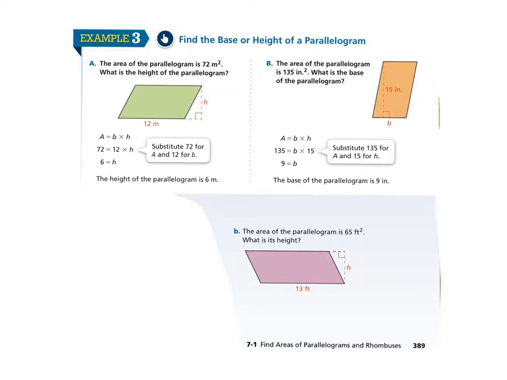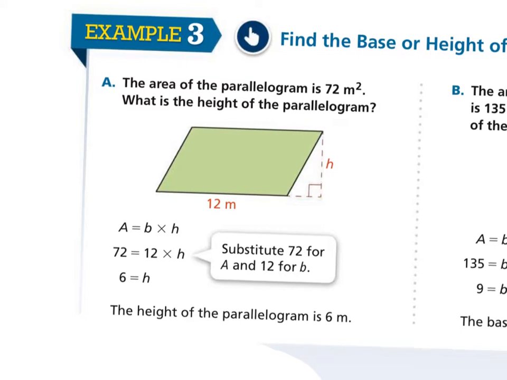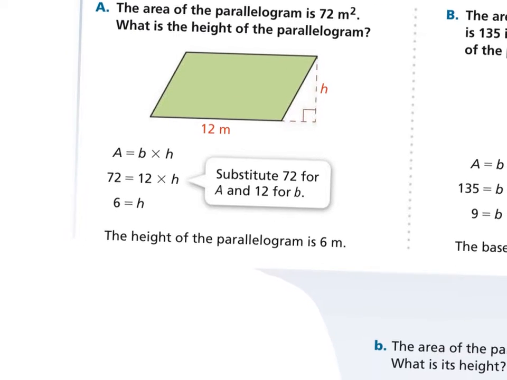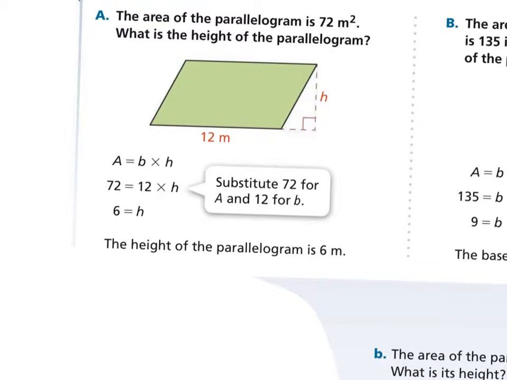So example 3, part A, this is a little bit different, is that they are telling us what the area is and they're asking what the height is. So in this case, this is where our experience using our formula is going to pay off a little bit, because we're going to need to do that for this problem. We're going to substitute in, take your formula, the area is 72, the base is 12, we're trying to find the height. Once again, we might use parentheses here rather than that thing that looks like an X.